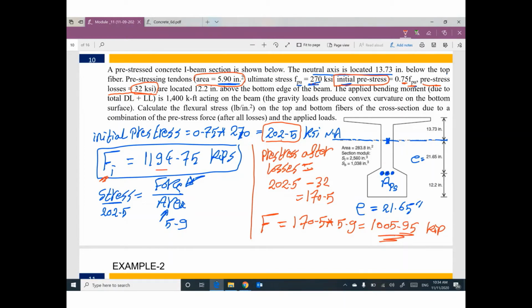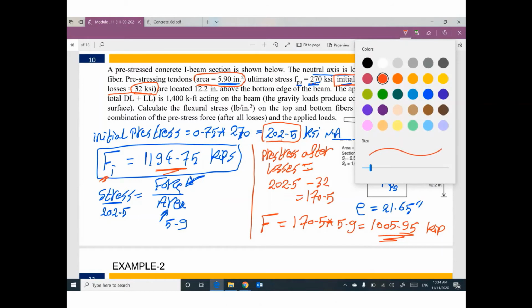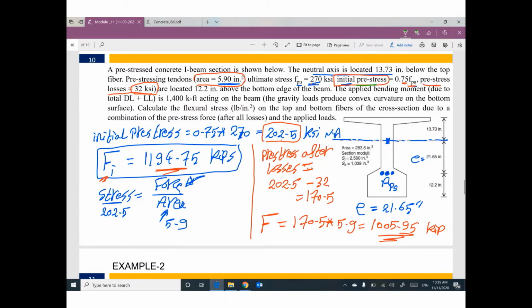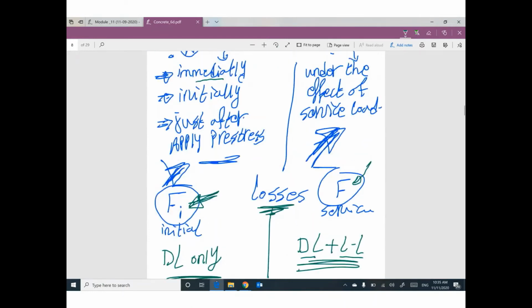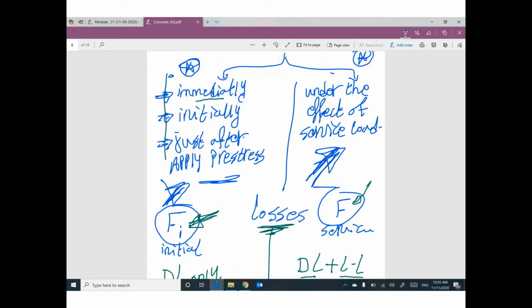Guys, you are lucky in this problem because the problem gave you everything in stress format. Initial stress times area of the tendons, I can figure out the initial pre-stress force. Initial stress minus stress losses, I can figure out the final stress. This final stress times the area of tendon, I can figure out the final pre-stress force after considering the losses. Do you remember what I told you here? We have two situations, just initially after releasing the pre-stress and finally under service. The difference between this one and this one is the losses.